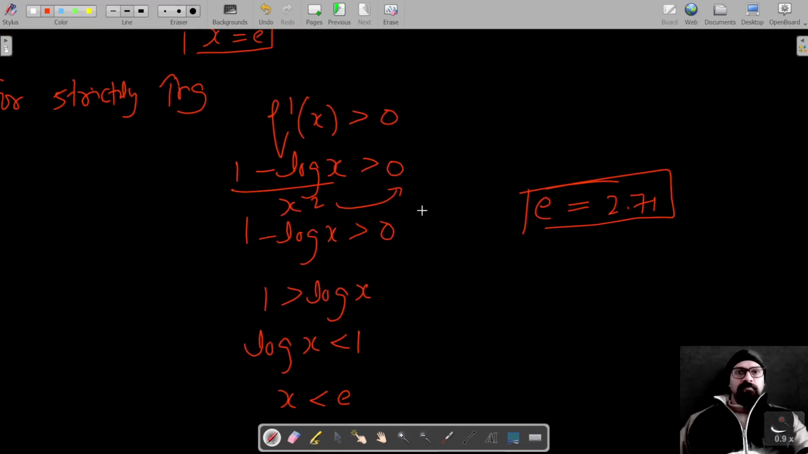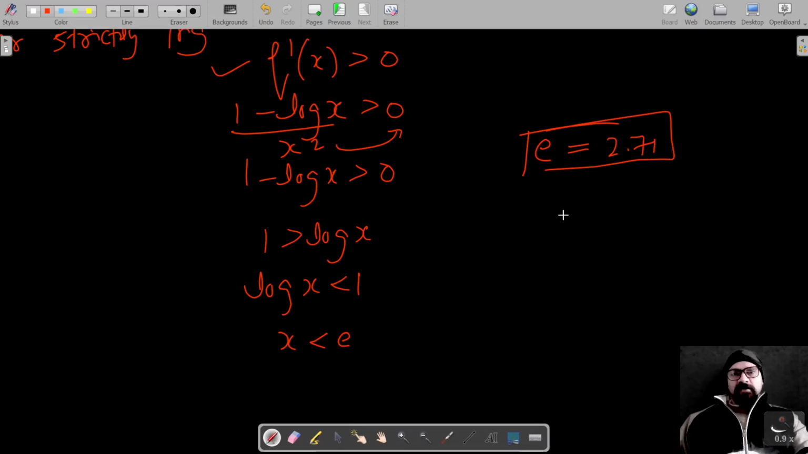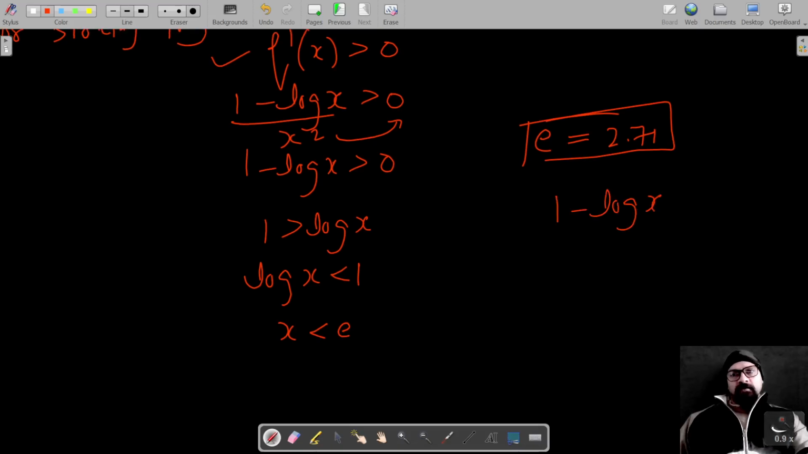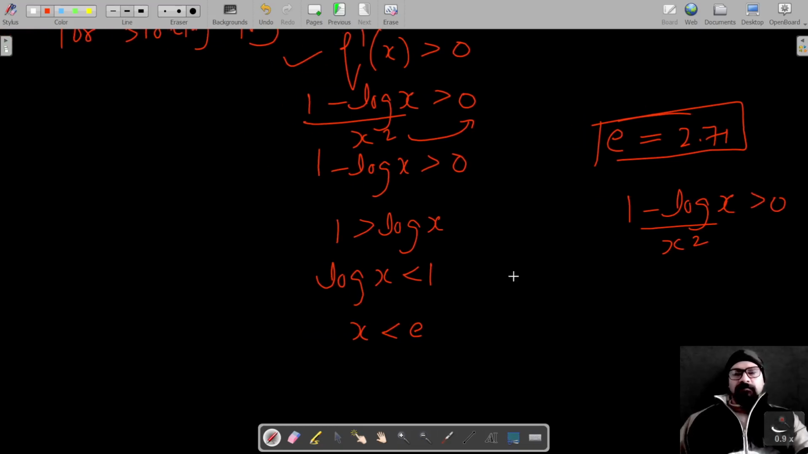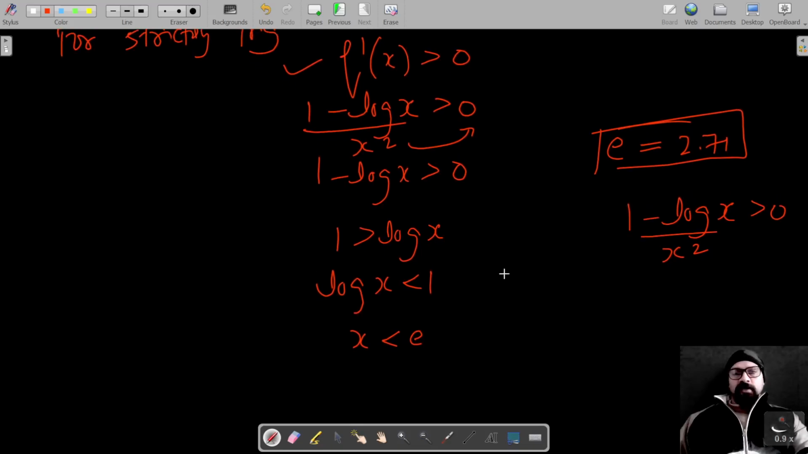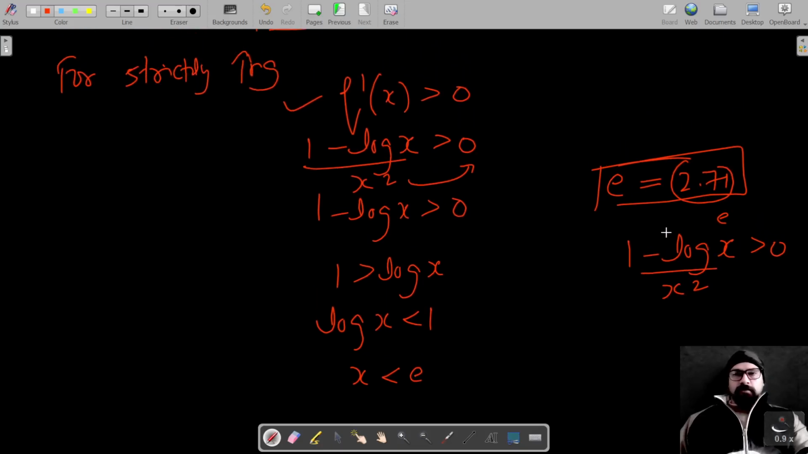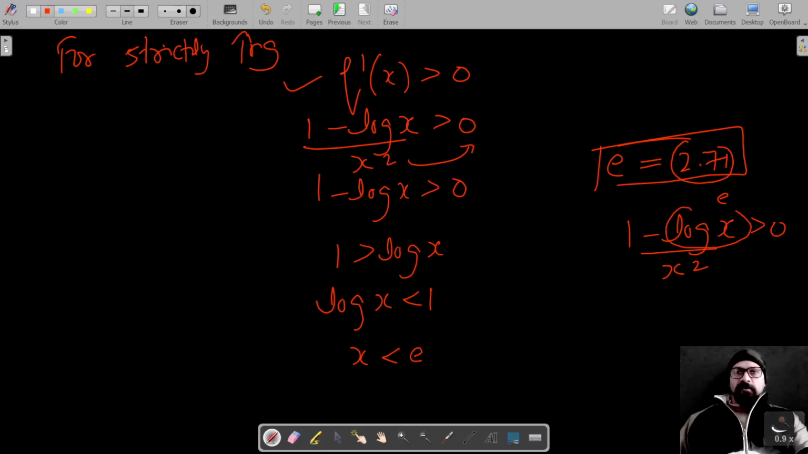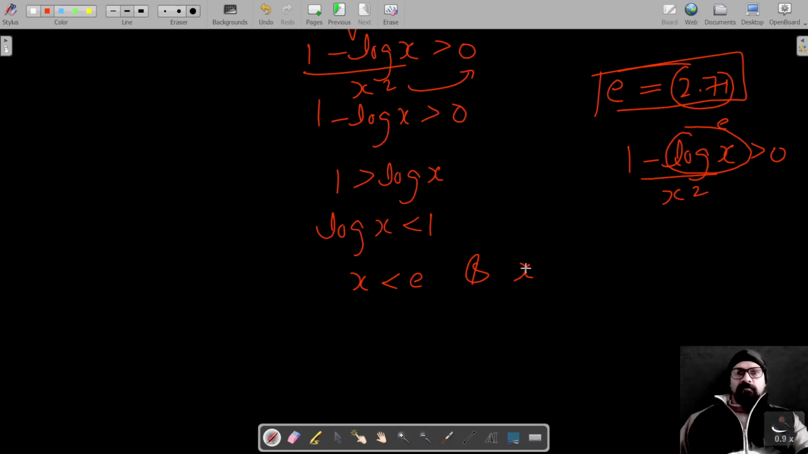To make sure that f dash x, which is 1 minus log x upon x squared, is greater than 0, x should be less than e, that is 2.71. But log x can take only positive values, so x should also be greater than 0. So x should be greater than 0 and x should be less than e.